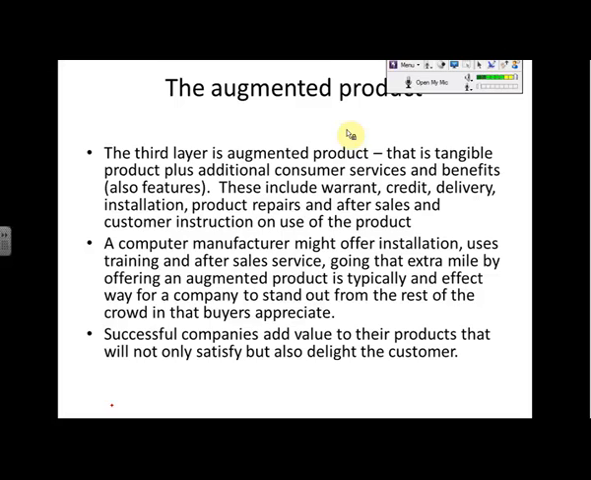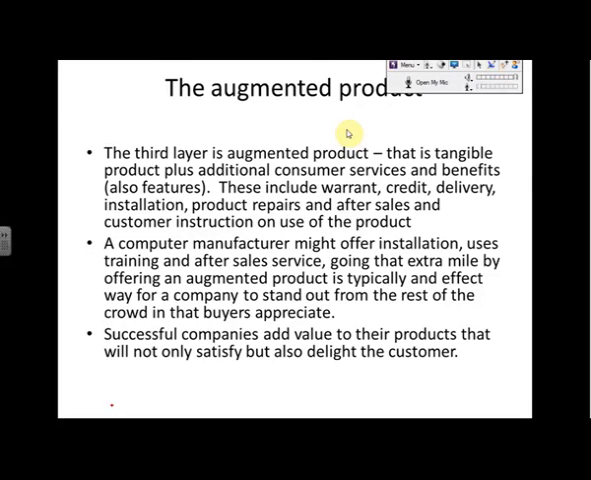The third level is the augmented product. The third layer is the augmented product, that is tangible product plus additional consumer services and benefits. These are the features. These include warranty. It includes credit, delivery, installation, product repairs, and after sales and customer instruction on the use of the product.